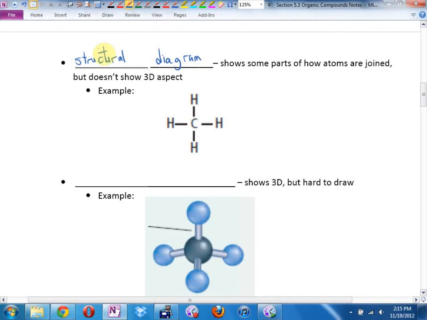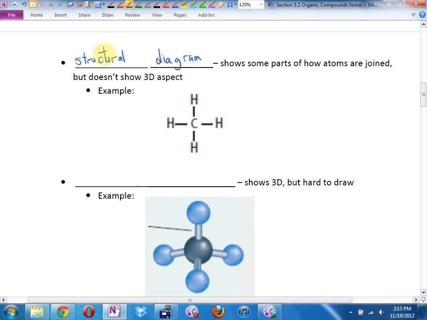And what this does is it shows some parts of how atoms are joined. The problem is when you draw it on a flat piece of paper, it's very tough to show that actually these atoms have 3D. They're not just flat, they point up and down, which is tough to draw on a piece of paper. But here is an example of a structural diagram. How many hydrogens do you see? Count. 4. How many carbons do you see? This is CH4. This is methane.